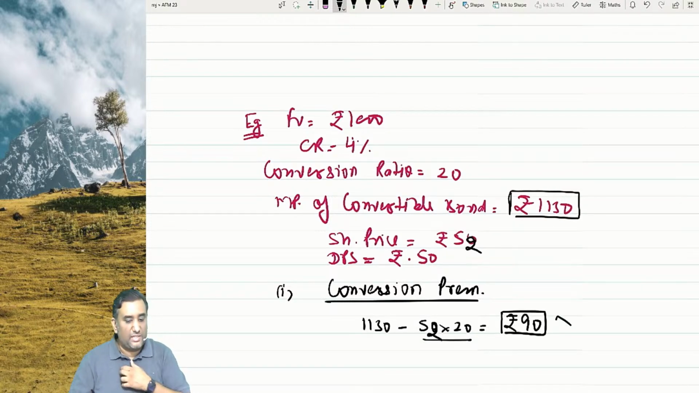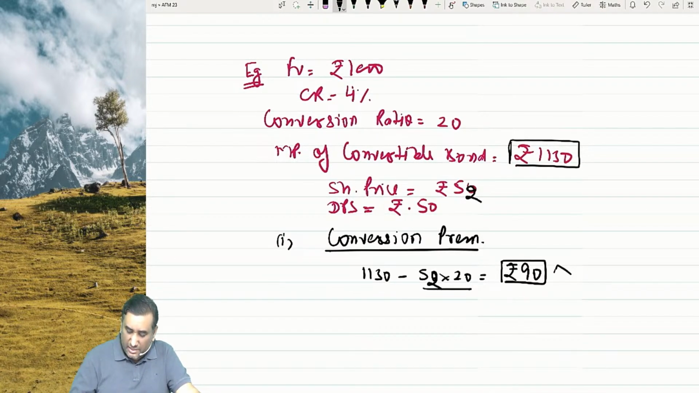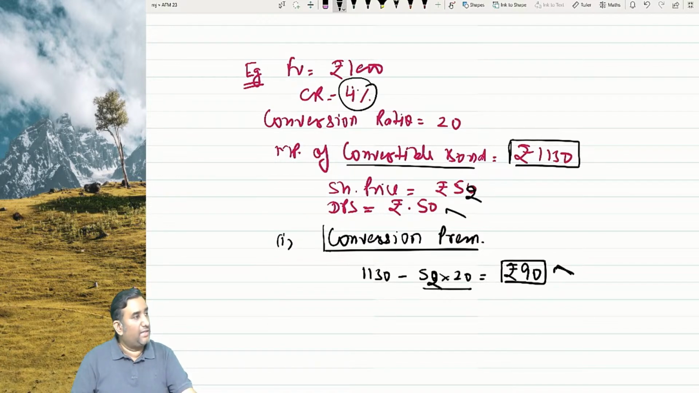90 rupees. Now why is this extra paid? Understand the language of it. Why should someone pay an extra 90? There are two reasons for paying. One, if he takes a convertible bond, he first has interest income, the coupon, which is 4%, higher than the dividend. Then he has the option that if the share price increases, he can convert into shares. Basically that 90 rupees charge is because of two reasons. One, the coupon rate is more. Second, he has the option to convert.